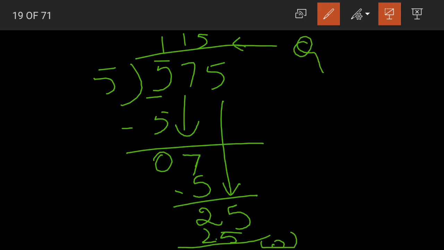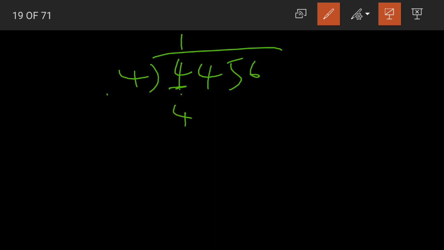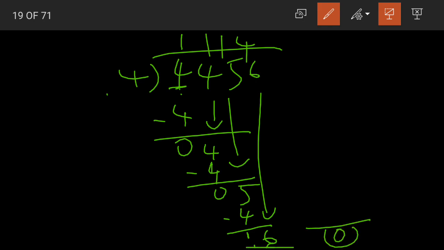Yes, children, 115 is our quotient and 0 is our remainder. So the answer becomes 115. Okay, next. Question number 4. 4456 divided by 4. Yes, now only one digit is enough here as 4 is divisible. 4 ones are 4. 0, again bringing 4 down. 4 ones are 4. When we subtract, 0, bringing 5 down. 4 ones are 4. When we subtract, 1 will be the remainder, bringing 6 down. 4 fours are 16. We know that 4 fours are 16. When we subtract, 0 will be the remainder.